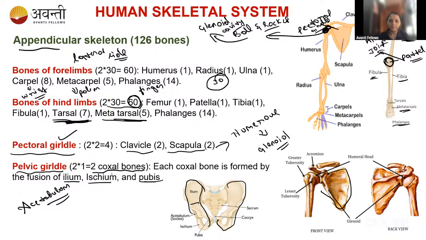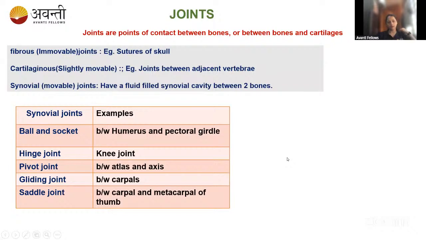Kindly remember these two coxal bones. In a single coxal bone, there will be three parts. Through the acetabulum, the femur is going to be joined. Just remember that. Then coming to the joints, guys, I think you understood about the appendicular skeleton.